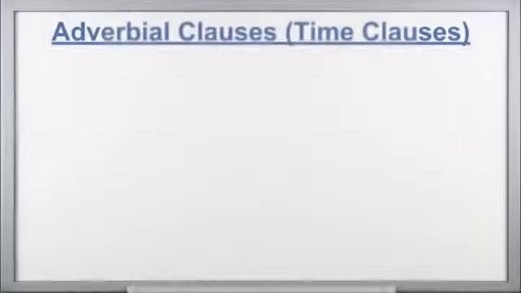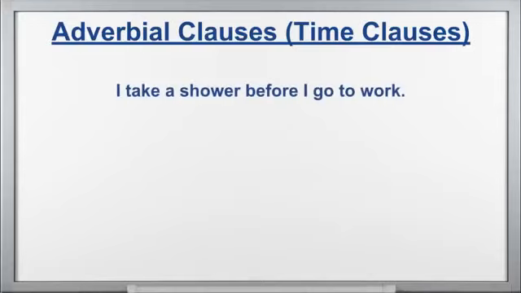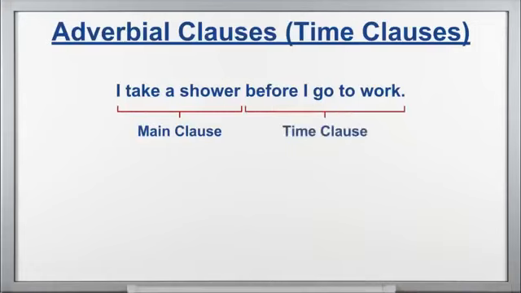All right, so as I said, we're going to be talking a little bit about adverbial clauses, most specifically time clauses. And I've got some examples here for you. Let's see the first one. I take a shower before I go to work. If you pay close attention, you can see that this sentence has actually two parts or two clauses. There is the main clause, I take a shower, and the adverbial time clause, before I go to work. How do you know this is a time clause?